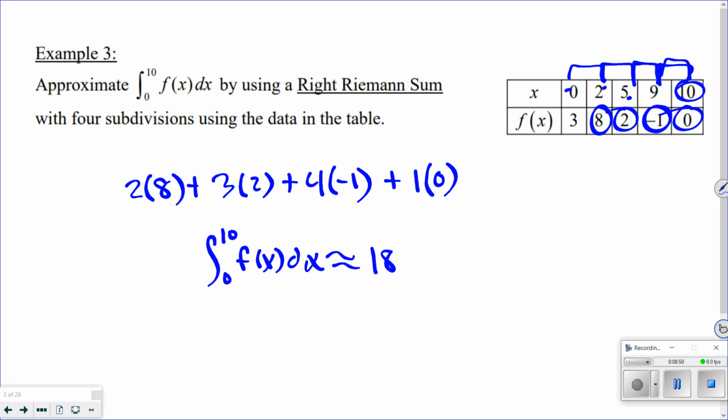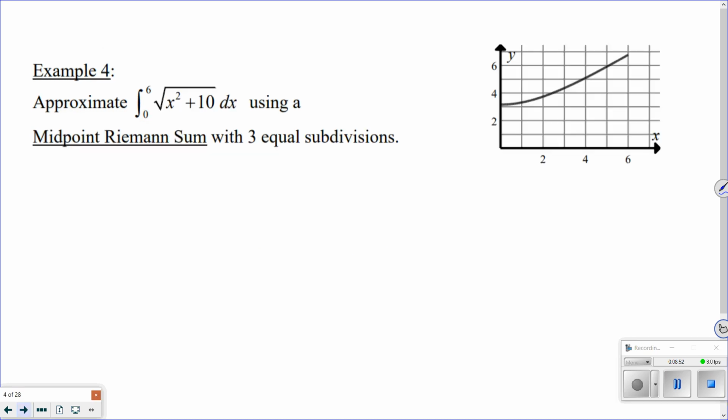Let's look at this next example. Example 4: approximate the definite integral from 0 to 6 of the square root of x squared plus 10 dx using a midpoint Riemann sum with 3 equal subdivisions. Okay, a couple important things. This one does say 3 equal subdivisions.